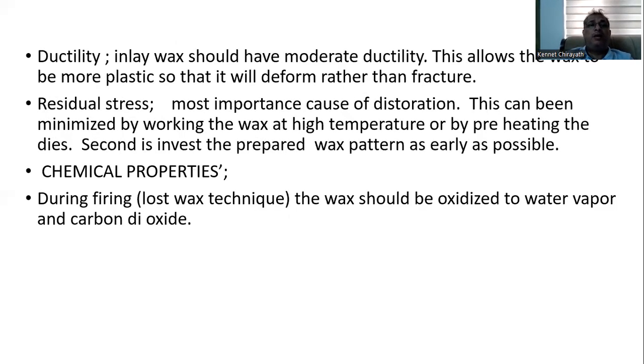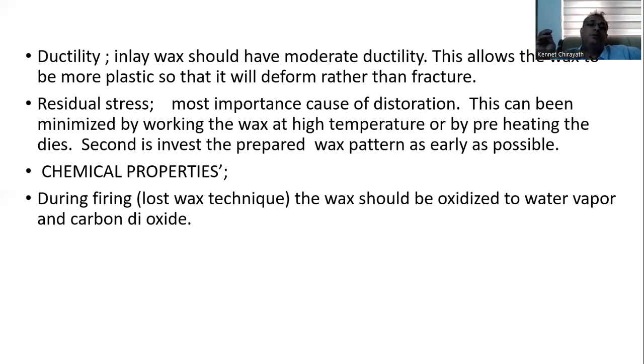Now ductility. The inlay wax should have a moderate ductility. It allows the wax to be more plastic so that it will deform rather than fracture. One of the advantages is that it will never fracture, it will only deform.